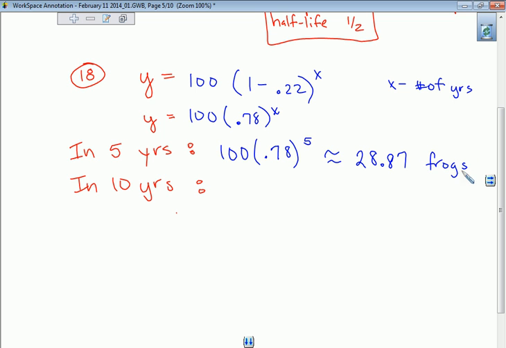Okay, now obviously, if this is a real life situation and we're talking about little froggies, we're not really going to have 28.8 frogs. I know that. But this is an estimation, so you might use 29 since it's decreasing. Sometime during the 5th year, we'll be down to 28, probably. All right. Now, you tried 10 years.